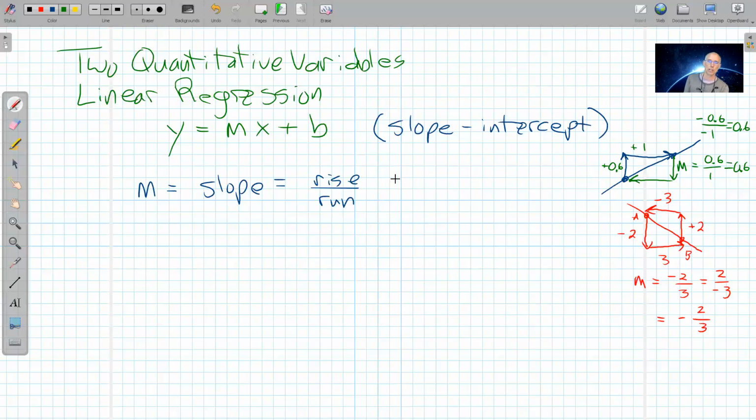Sometimes with slope, we have 2 points and we want to actually calculate it. You might have seen this y2 minus y1 over x2 minus x1. We're really not going to need that too much. We just need to remember that slope is rise over run. It's our vertical change over horizontal change.